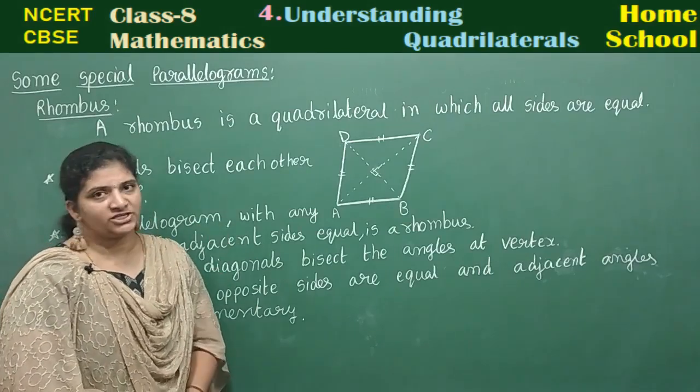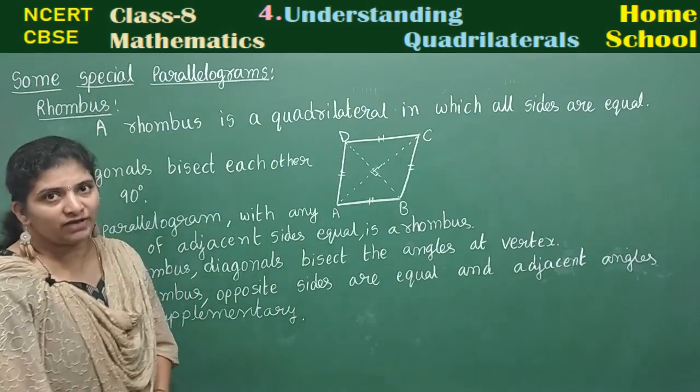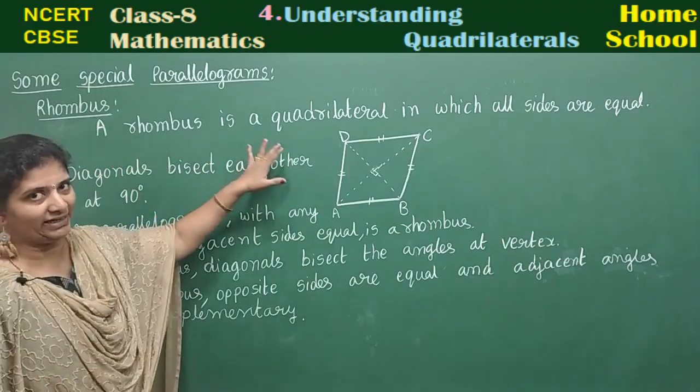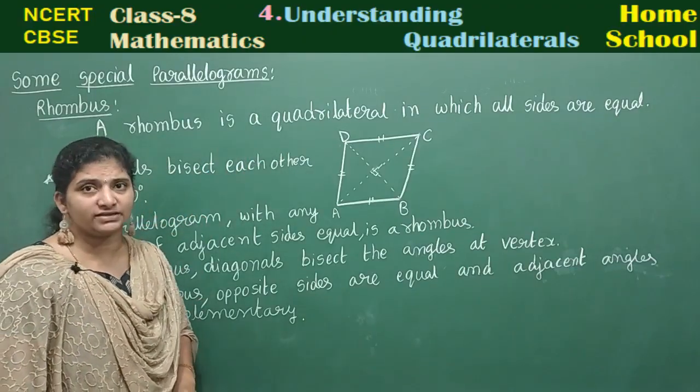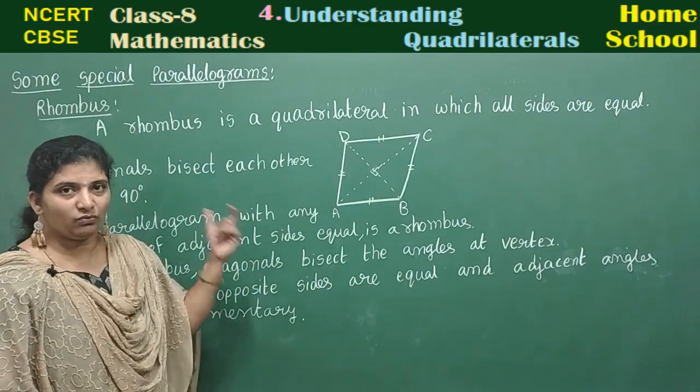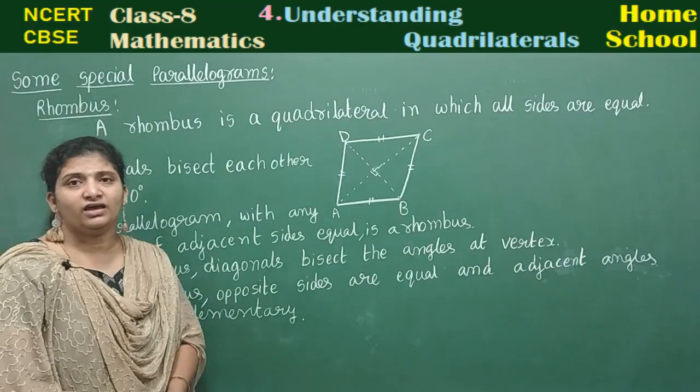Let's talk about some special parallelograms. The first one we are going to discuss is the rhombus. A rhombus is a quadrilateral. It also has 4 sides. Then what is the difference here? It is a quadrilateral in which all sides are equal.